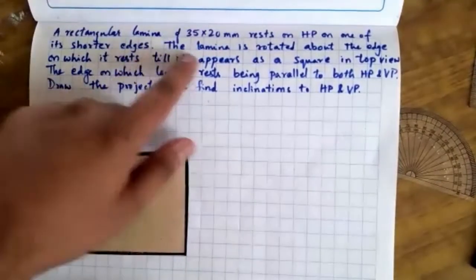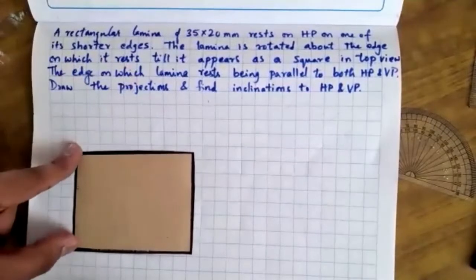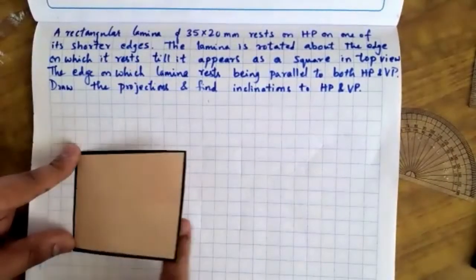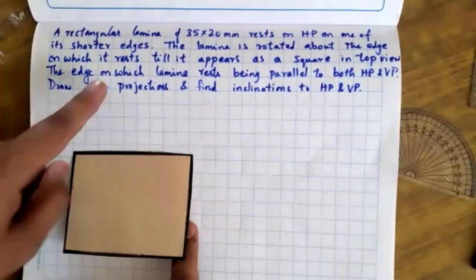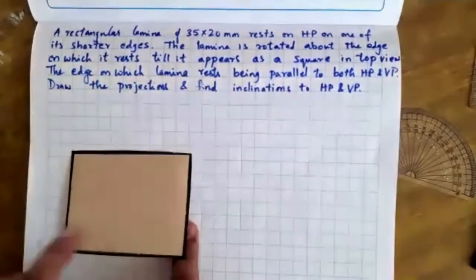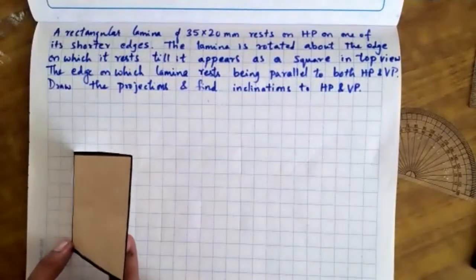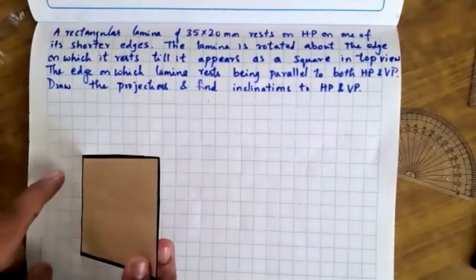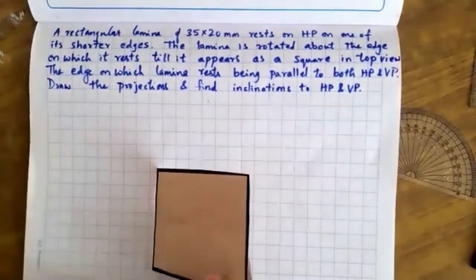The lamina is rotated about the edge on which it rests. So this is the edge on which it is resting and it is rotated like this. I don't know how much inclination, till it appears as a square in the top view. It is rotated at some angle, it is seen as a square in the top view. At what dimension is it seen as a square in the top view? This dimension is 20 mm. So the second top view will be a square of what size?